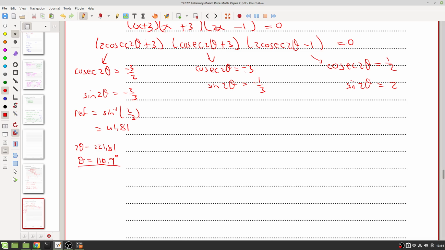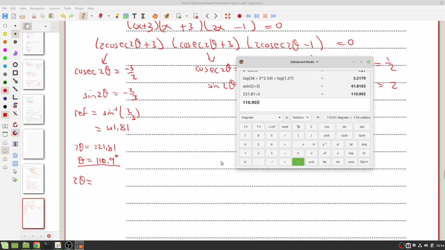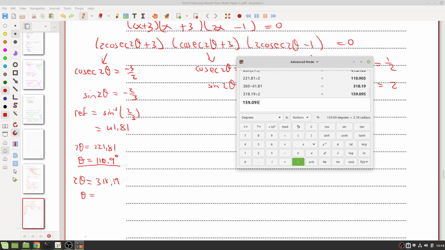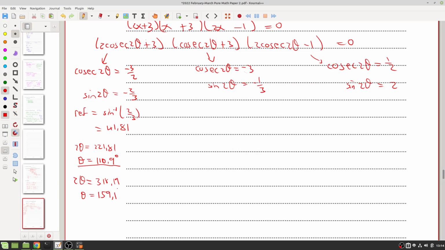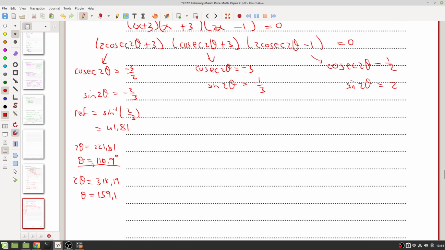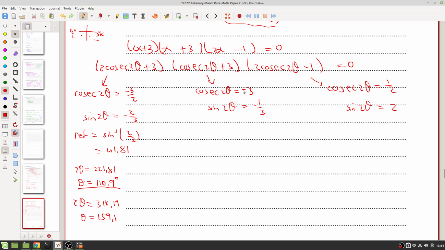Okay? We also have the fourth quadrant, so 360 minus. So 2 theta is equal to 360 minus 41.81. 360 minus 41.81 is 318.19. So 318.19, divide that by 2, we get 159.1. So 159.1. Again, that's too big. That's not between 0 and 135. So far this one, underlined one, still is fine.